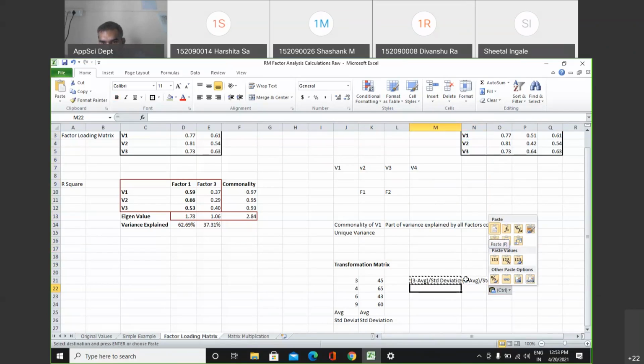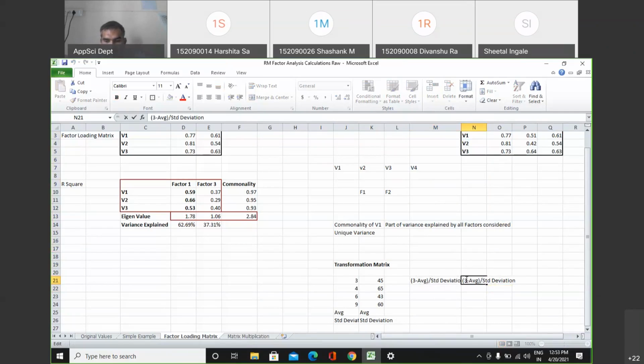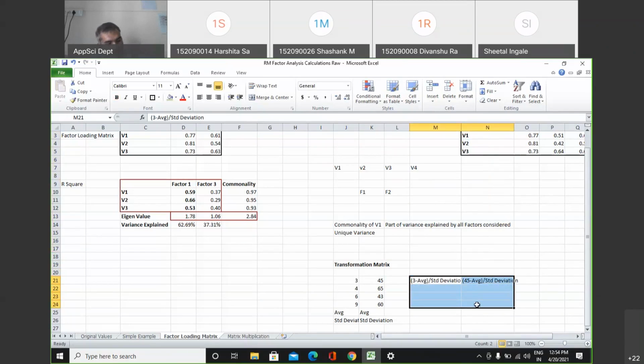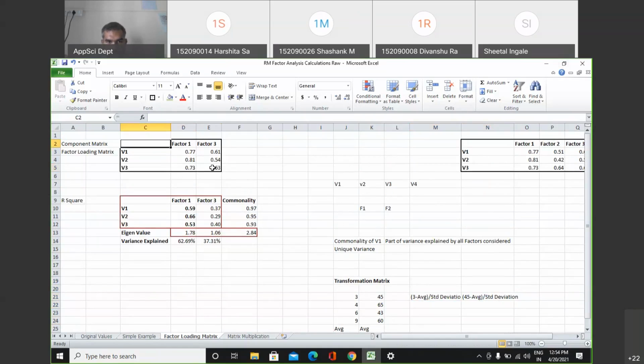I'm just trying to make it clear. For here, we will substitute it with its standardized value. So we'll have a standardization matrix. That standardization matrix can actually be used as the transformation matrix, so that we multiply the factor loadings matrix with the transformation matrix and get a rotated factor solution.